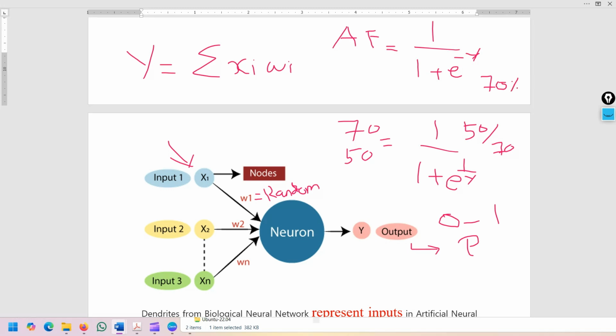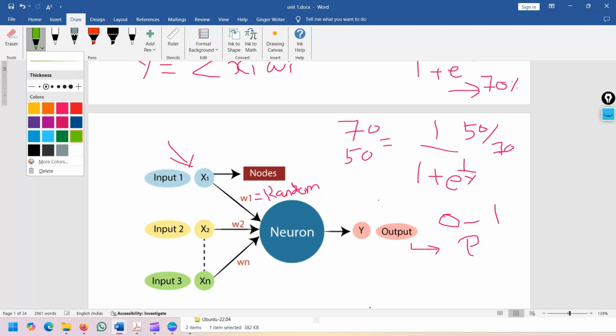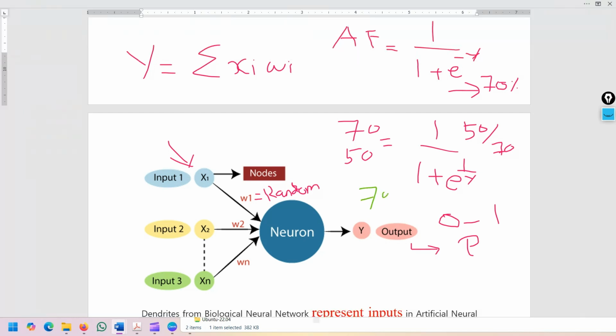But if you want to improve the percentage, you have to modify the weights. Then you identify the 70 percent accuracy, and next you identify the error rate value. Here, 70 percent is the accuracy, and with values from 0 to 1, 30 percent is the error rate value. So to improve the accuracy value, you want to reduce the error rate value.